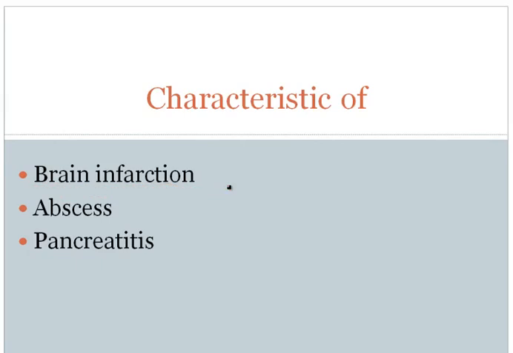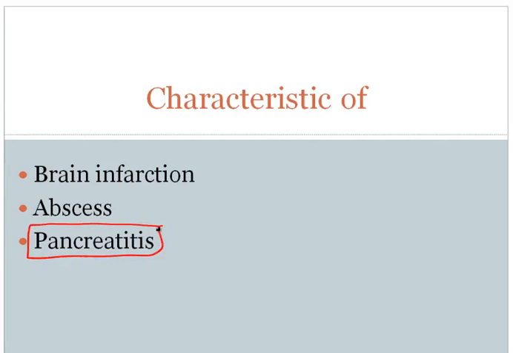The second circumstance in which we might see liquefactive necrosis is in an abscess. Now, an abscess is a walled-off area of dead tissue, and it becomes liquefied because the neutrophils contain hydrolytic enzymes, and those hydrolytic enzymes destroy the tissue, resulting in the liquefaction of that tissue. And so if I asked you what mediates liquefactive necrosis in the case of an abscess, the answer is the enzymes from the neutrophils. The third circumstance in which we might see liquefactive necrosis is in pancreatitis.